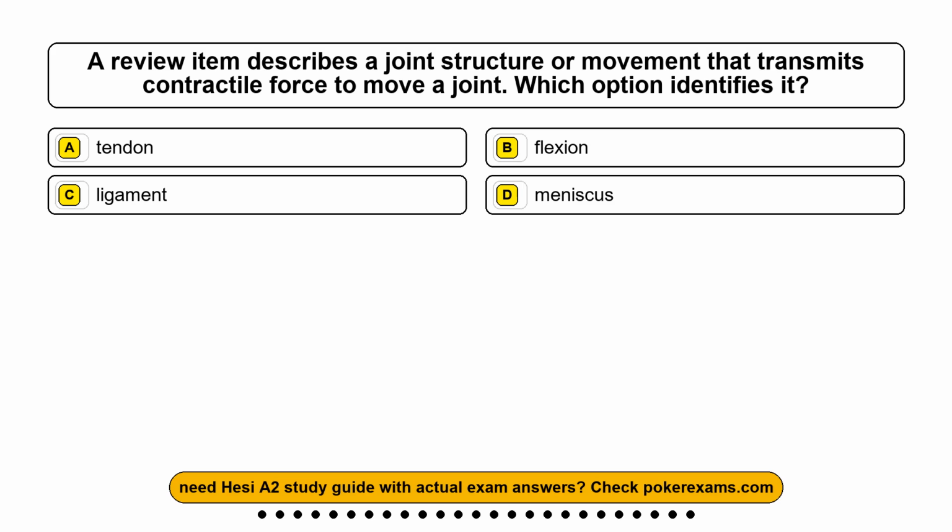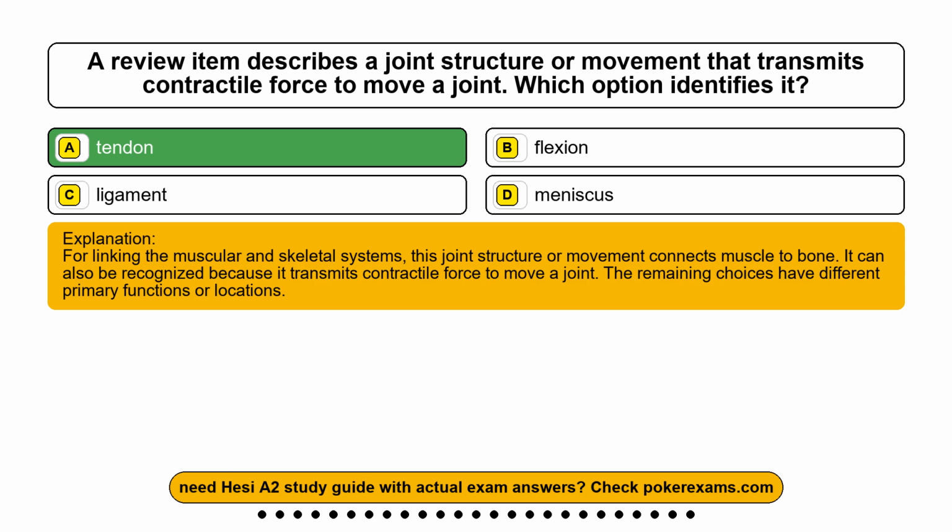Question 4. A review item describes a joint structure or movement that transmits contractile force to move a joint. Which option identifies it? Option A. Tendon. Option B. Flexion. Option C. Ligament. Option D. Meniscus. The correct answer is option A.